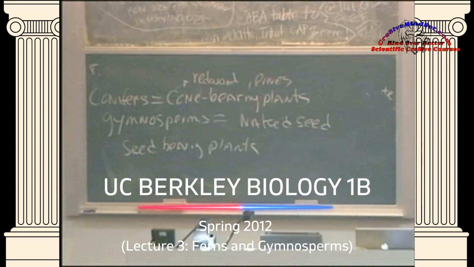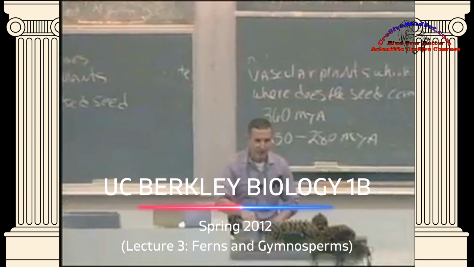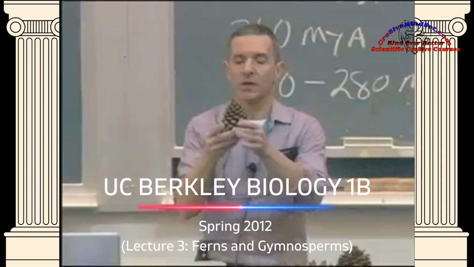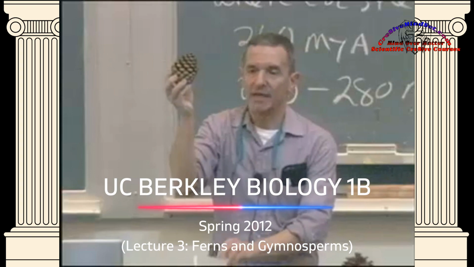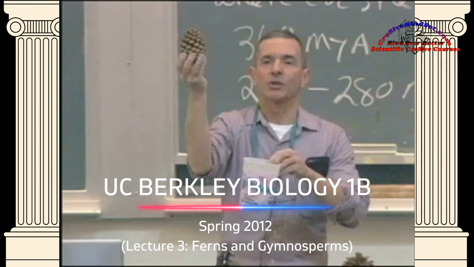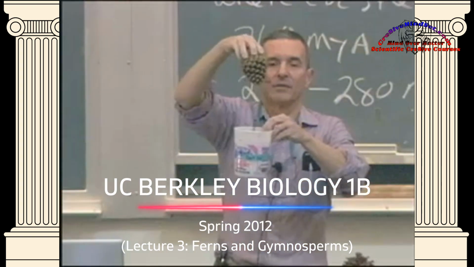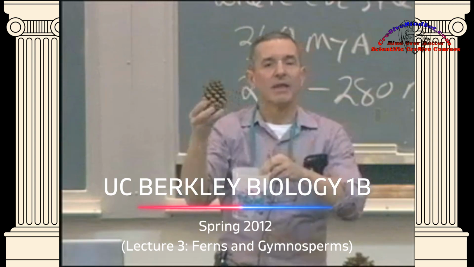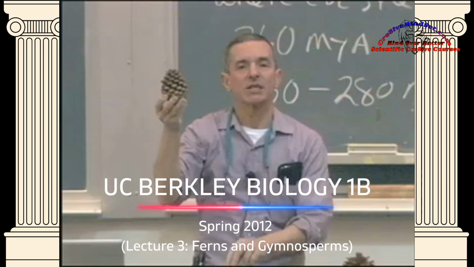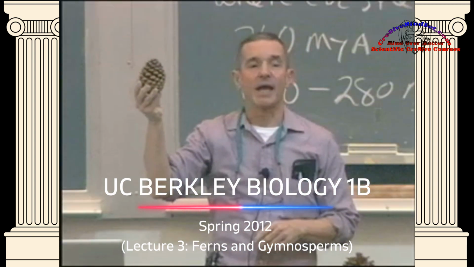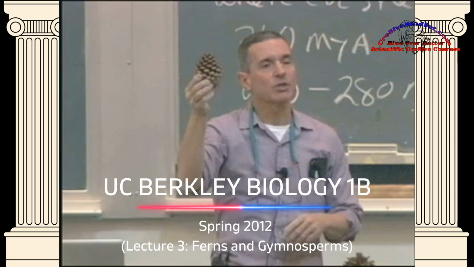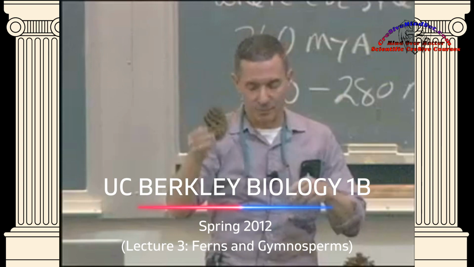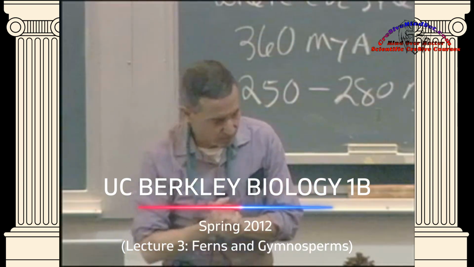I'd like you to all put down your pencils for a second and just look at this demonstration here. Here is a cone of probably a Monterey pine tree, a cone-bearing plant. If I take this cone and turn it upside down, the seeds fall out. And they fall out because the seeds essentially are not surrounded by any other protective structure. They're naked seeds. So this is where the term gymnosperm comes from, a naked seeded plant.